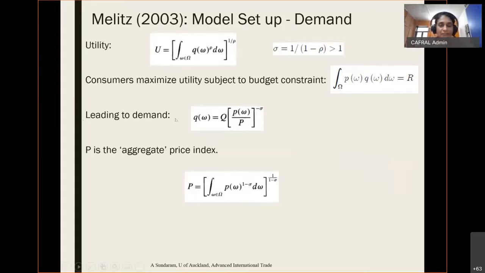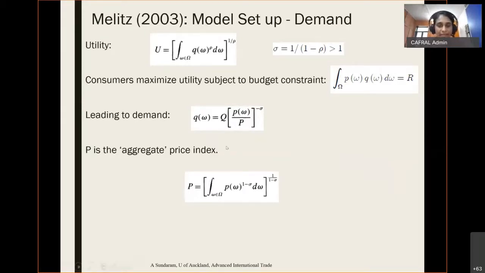So the demand function looks very standard. So this is your CES demand. Q of omega, variety omega, is equal to Q times brackets P over capital P to the power negative sigma. Now, let's talk about the intuition a little bit because this P is important. So what the P is, it is the aggregate price index in the economy. So think of this as sort of the aggregate price of cars in India.